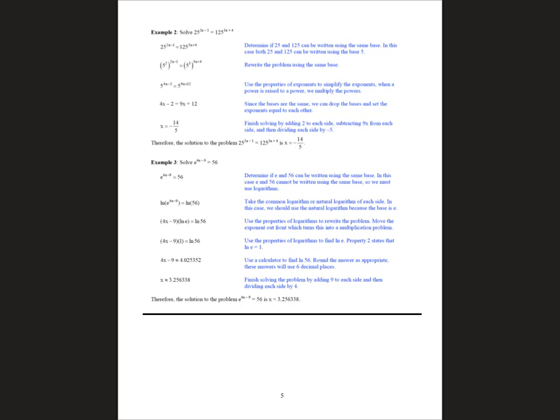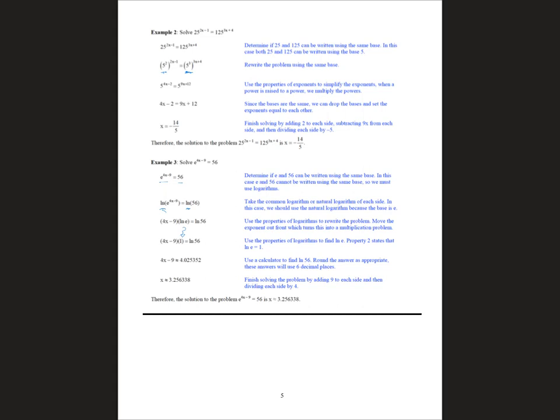In example 2 here, you see that you can rewrite each of the sides of the equation with the same base. In this case, I don't see that I can do that. However, if I take the natural log of both sides, I can use my properties of exponents and what I know about natural logs to simplify this easily.